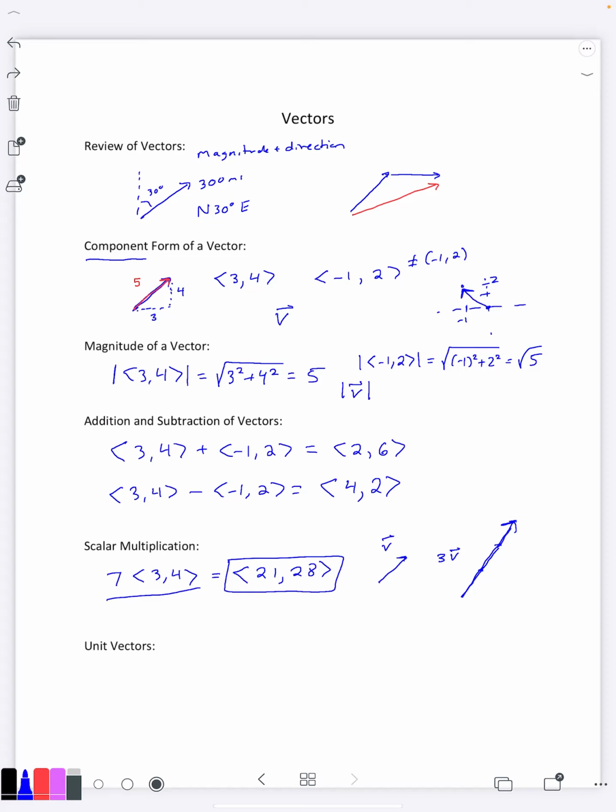Notice this also works with dividing by numbers. Let's say I have a vector and I multiply it by 1/2. That means you're going to have a vector in the same direction that is half as long.